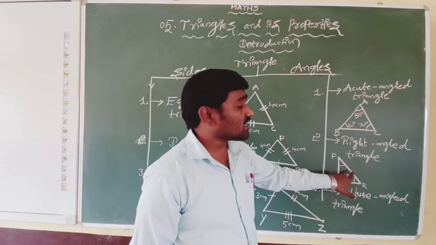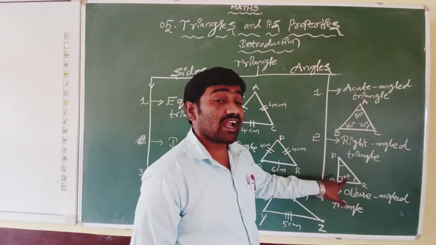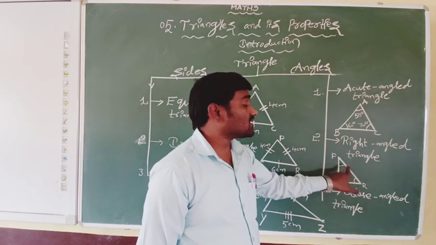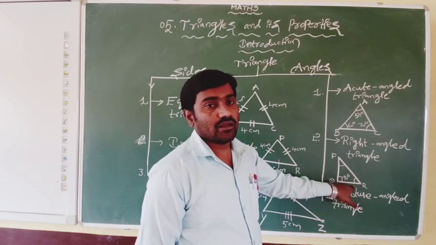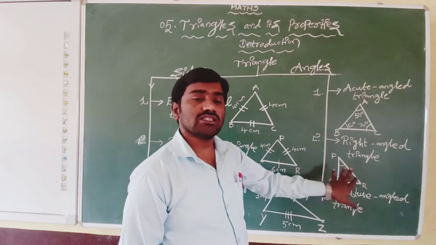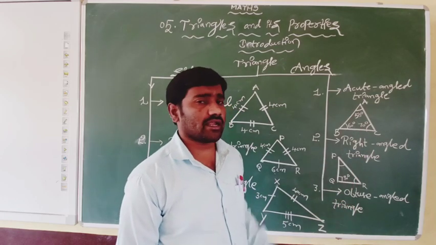If the other two angles are equal, then this triangle is known as the right angle isosceles triangle. If the other two angles are different, then it's only known as a right angled triangle. Simply, if one angle is 90 degrees in the given triangle, it is known as a right angle triangle.